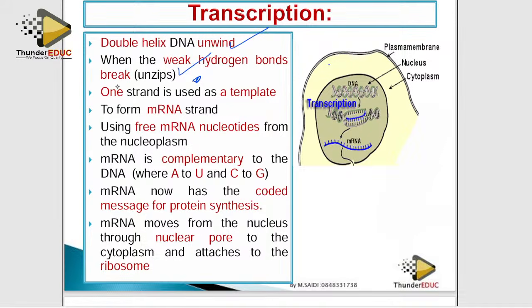To form two separate strands, one strand acts as a template for the formation of messenger RNA using free-floating nucleotides from the nucleoplasm. The messenger RNA is complementary to DNA, whereby A goes with U and C goes with G. And then the messenger RNA now has coded information for protein synthesis, which moves out of the nucleus via the nuclear pore to the ribosome in the cytoplasm.